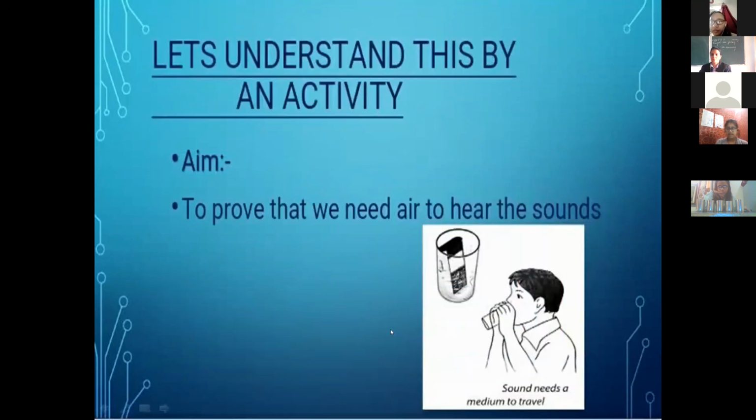Now let us understand this by an activity. First, take a glass tumbler, make sure it is dry. Now place your cell phone in it and ring the phone.